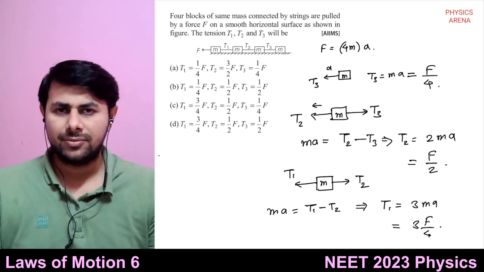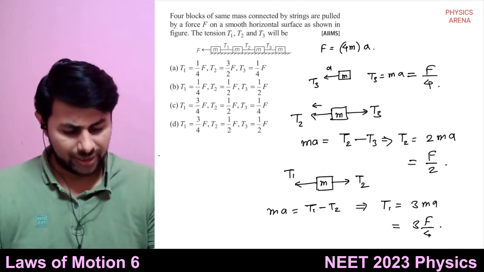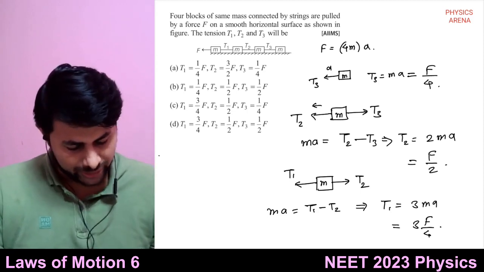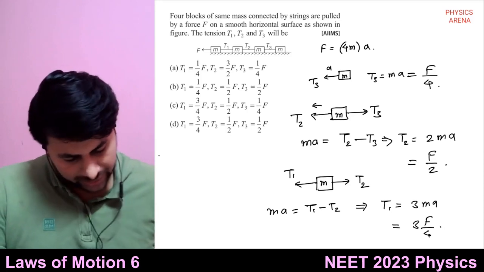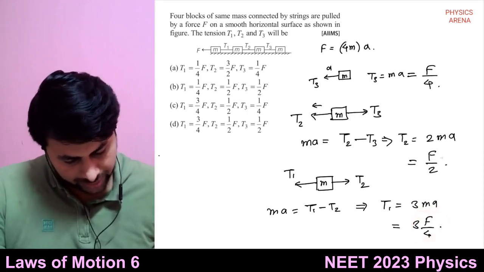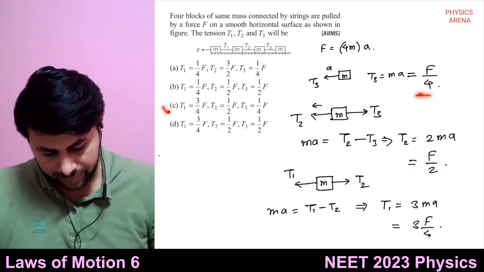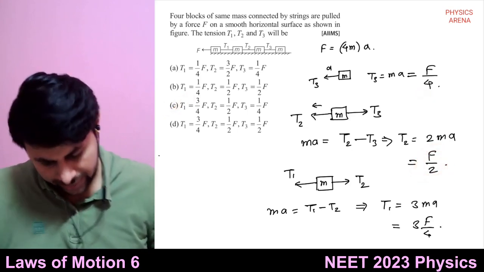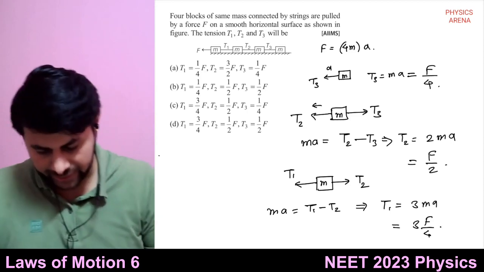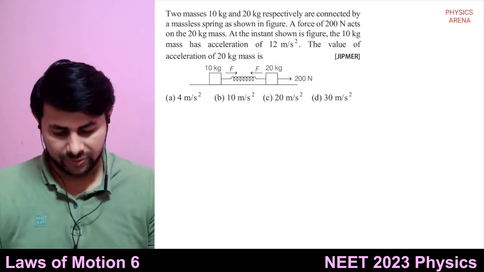This is simple. So what is the answer? T1 is 3 times F by 4, T2 is F by 2, T3 is F by 4. So option C is the answer, right? Option C is the answer. This is a very simple problem.